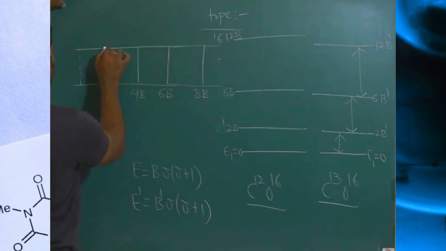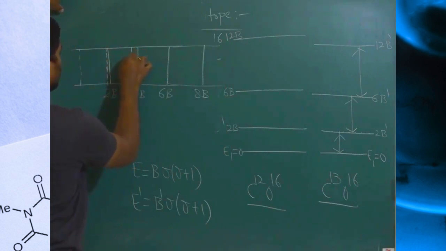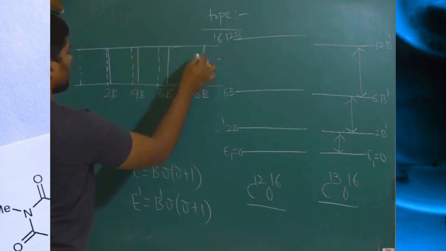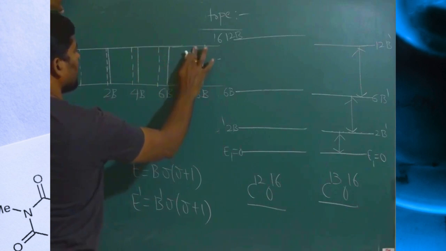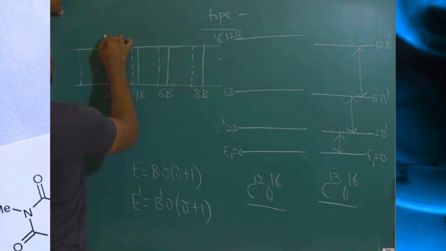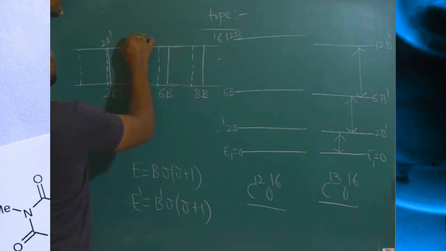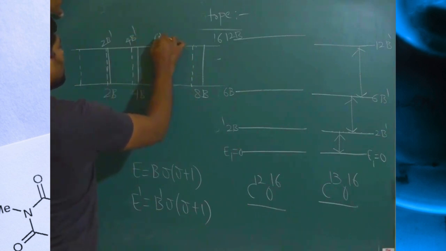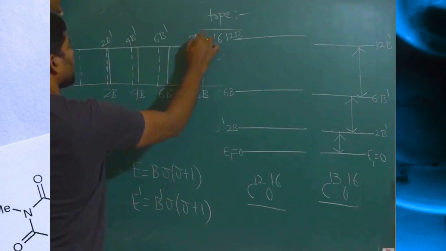So 2B dash value is small compared to 2B, so we will get like this. 4B dash value is small compared to 4B. 6B dash value is small compared to 6B. 8B dash value is small compared to 8B. So this is 2B dash, 4B dash, and dashed lines indicate 6B dash, 8B dash.